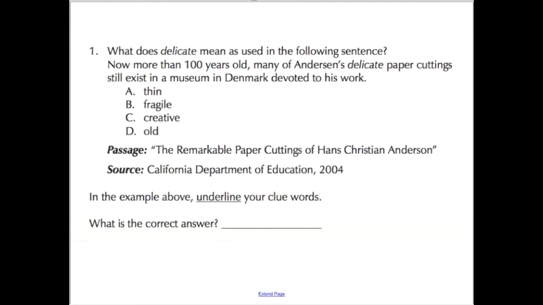In the above example, underline your clue words. What is the correct answer? Now, you don't have to underline because I'm on a video here, but I do need you to raise your hand and once again have this checked. Tell me what you think the word delicate means in this sentence, and tell me also what your clue words were. Go ahead and do that now.